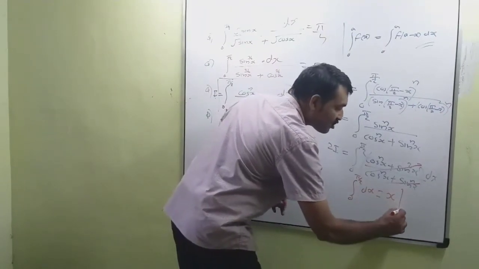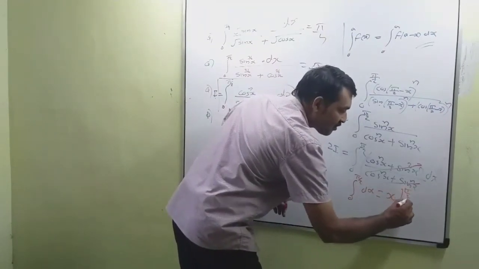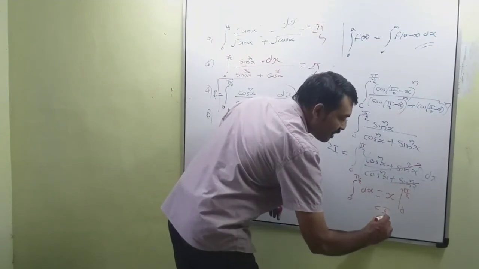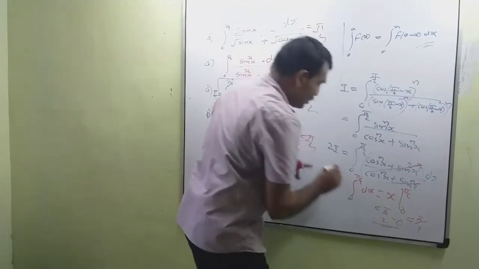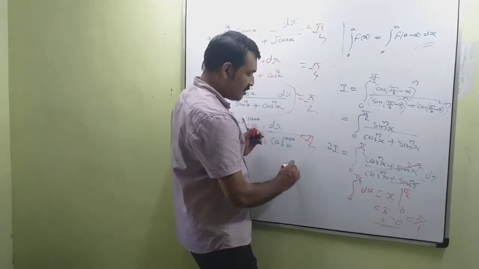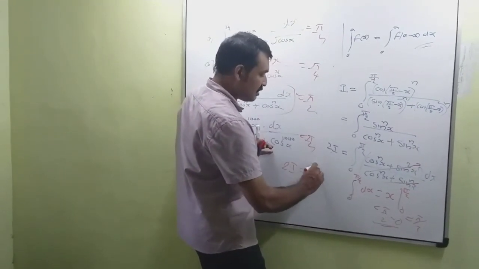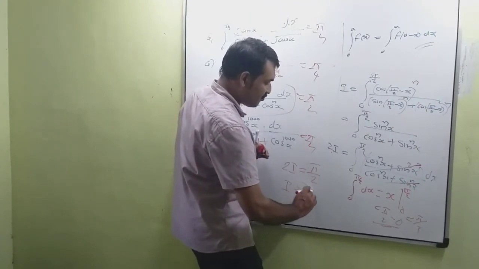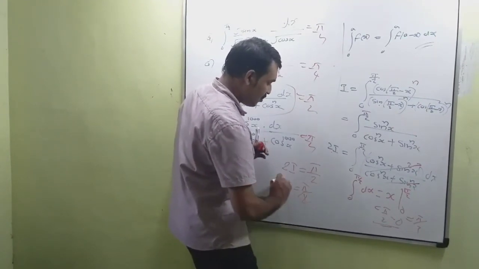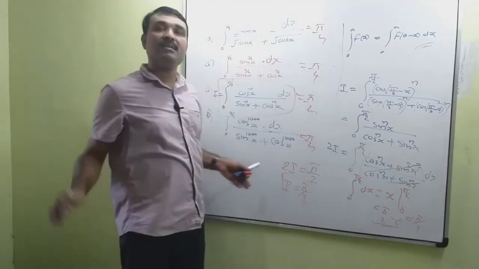The limit of integration becomes 0 to pi by 2. So this is equal to pi by 2 minus 0. That is equal to pi by 2. That is 2I is equal to pi by 2. So I is equal to pi by 4. So the answer for all these questions is equal to pi by 4.